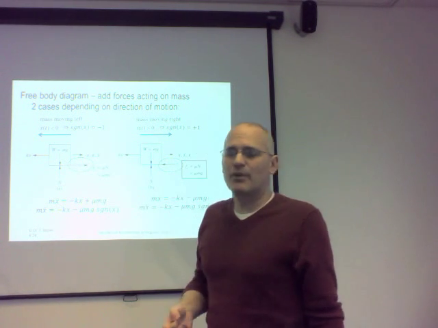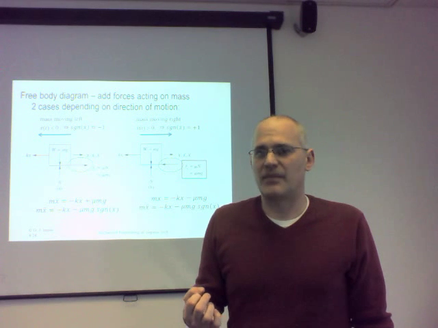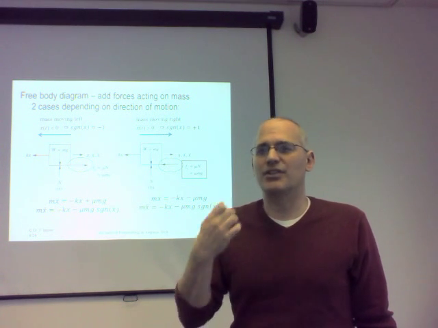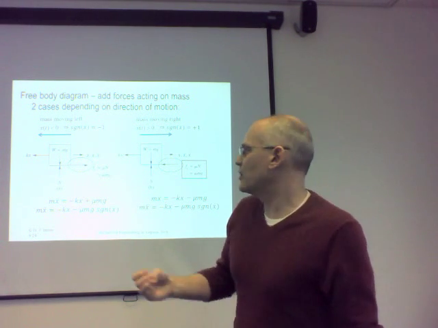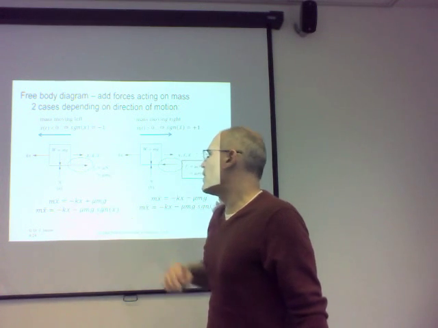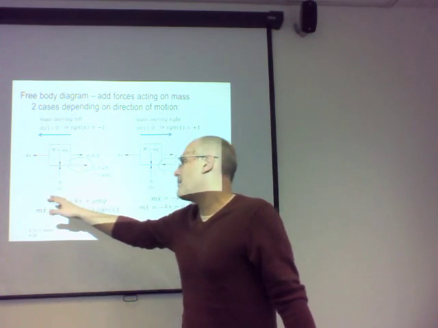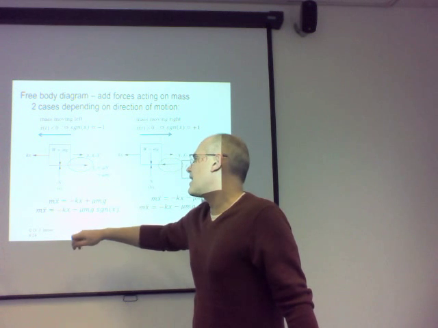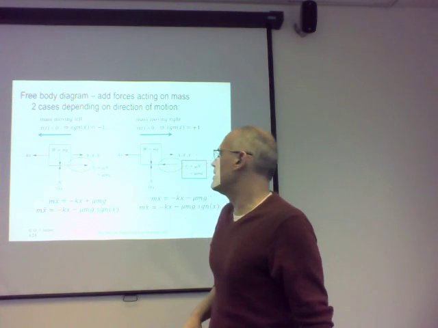That arrow is acting in the same direction as x double dot. So it's going to be positive mu mg. M x double dot minus kx minus mu mg.